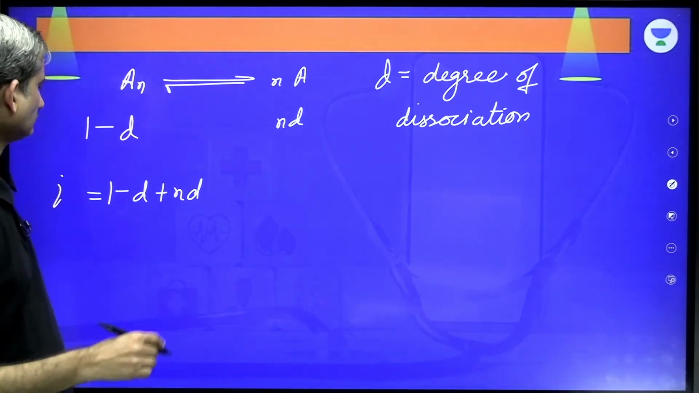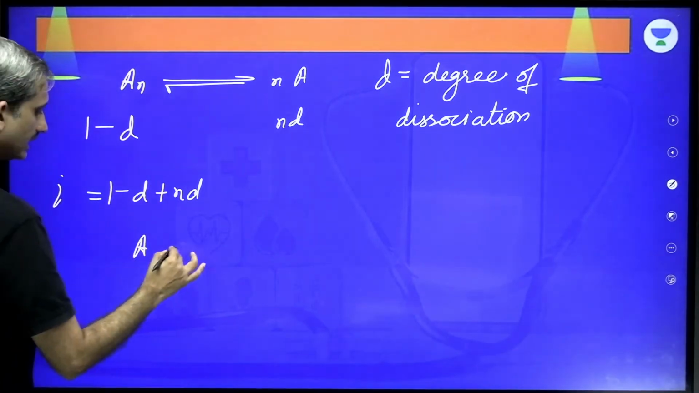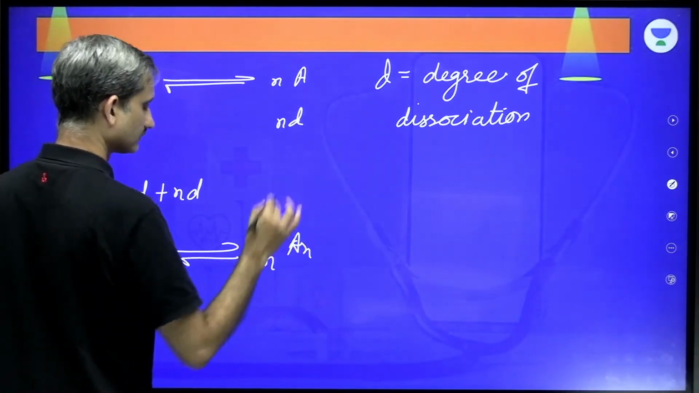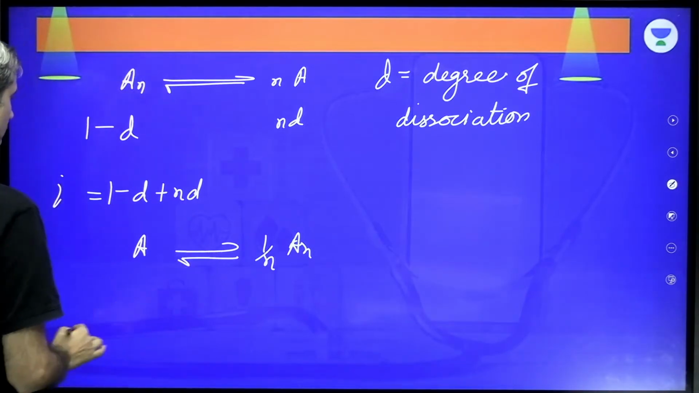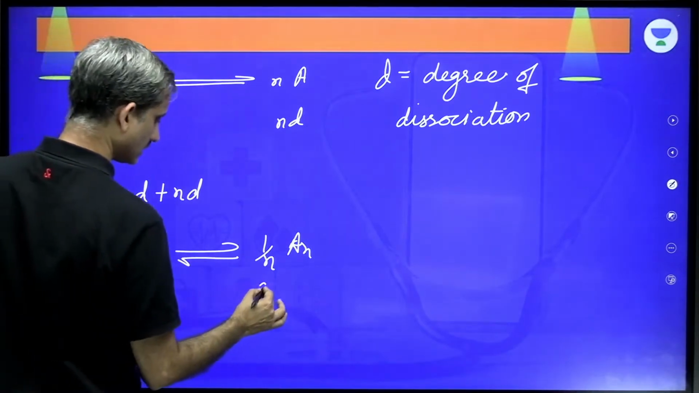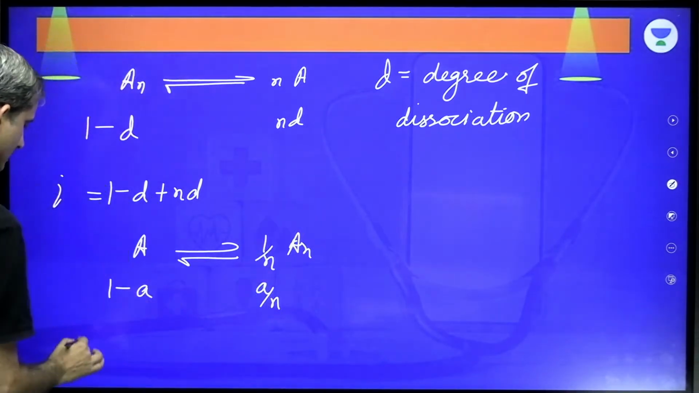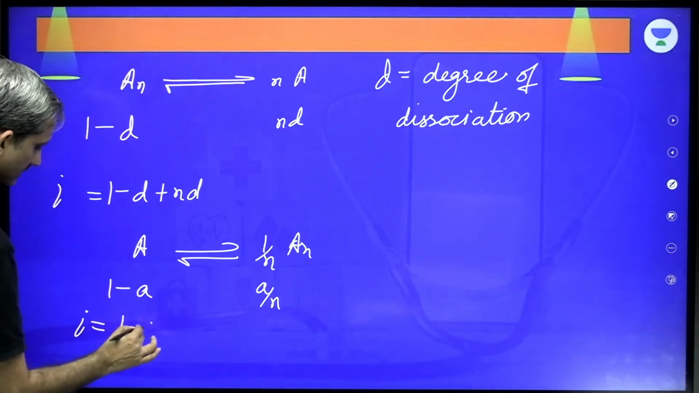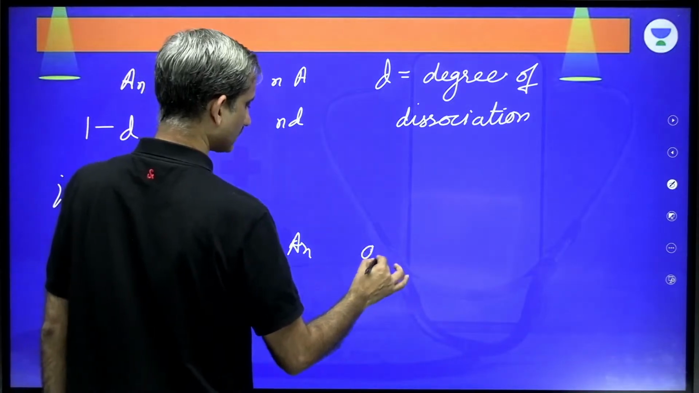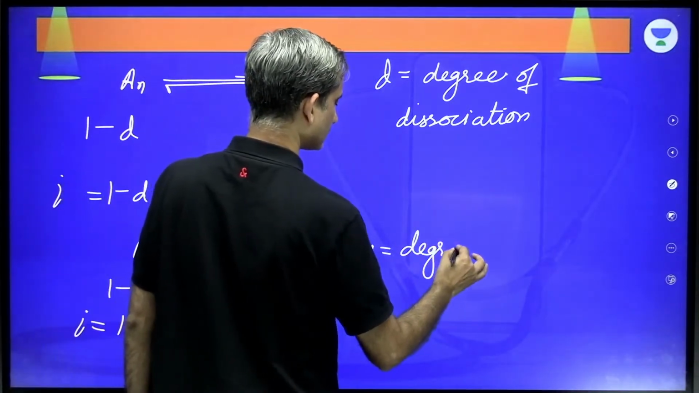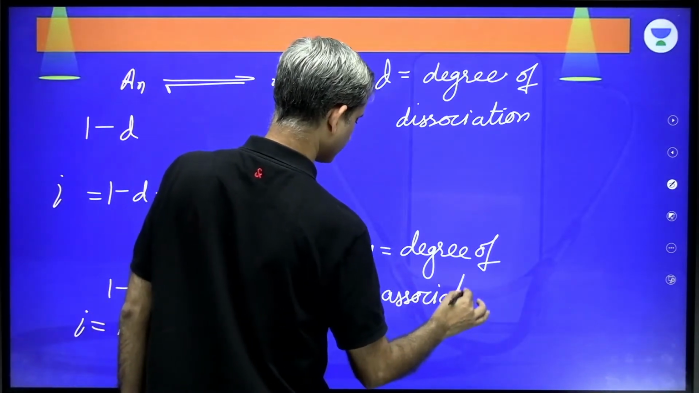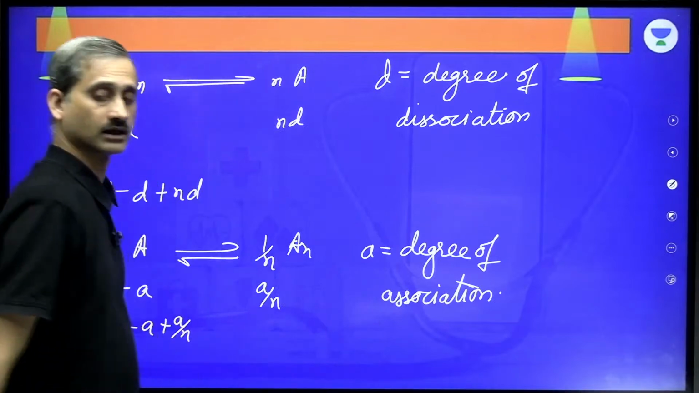Clear? On the other hand, if A is getting converted to 1 by n An, then it is 1 minus a, where a is the degree of association. Here it is going to become a by n, and the Van't Hoff factor would become 1 minus a plus a by n, where a is the degree of association. Have you copied it down?